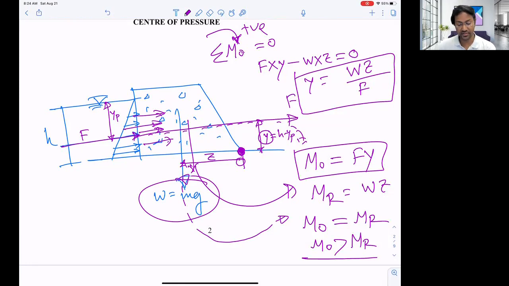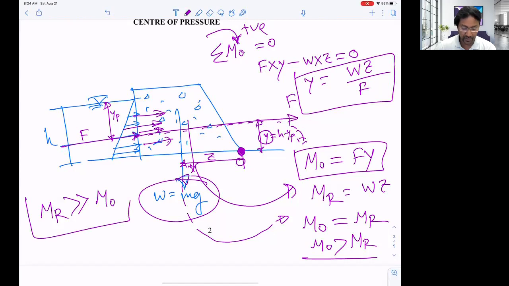So because of testing that one, our resisting moment Mr should always be greater than Mo. How can we do that? We can increase the size of the dam, and then the volume will be increased at the same time. Because of that, the total weight or the mass of the dam will be increased, and then it will be stable. So this is how we can check if the dam is stable or not, or any other hydraulic structure.